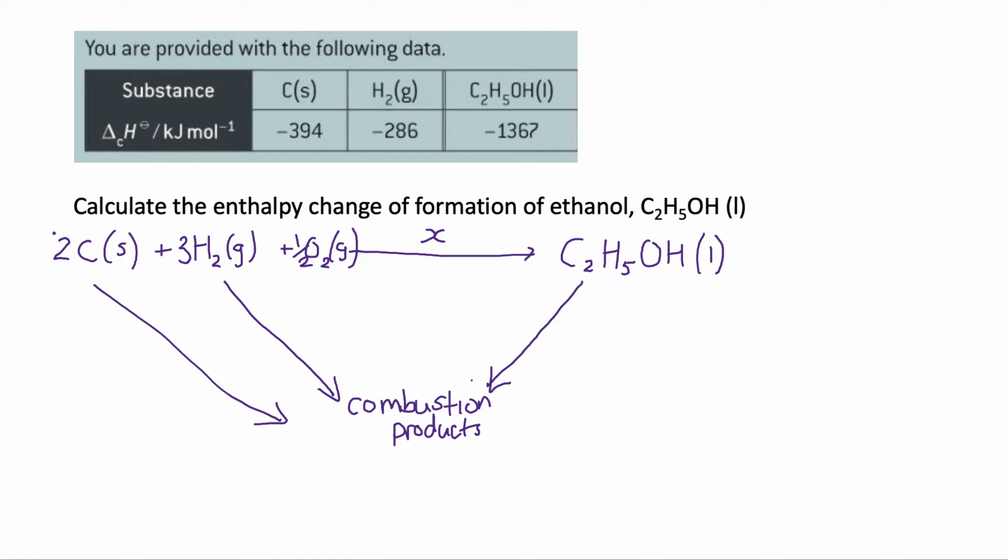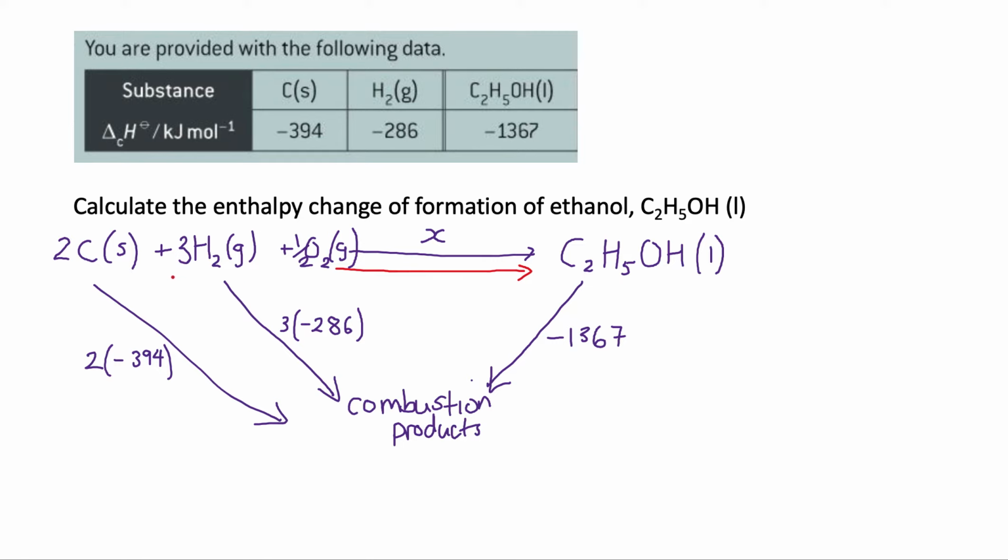And now all we do is we put in the values. Okay, so these are all to burn 1 mole of the substance. If I've got 2 carbons, I've got to do 2 lots of -394. I'm burning 3 moles of hydrogen, so it's 3 lots of -286. And over here we're just burning 1 mole of ethanol, so that's -1367. Okay, now as before, because we can't do this direct route here, which is the direct route we're trying to work out, we're going to go via the indirect route.